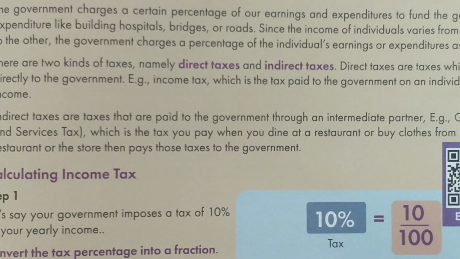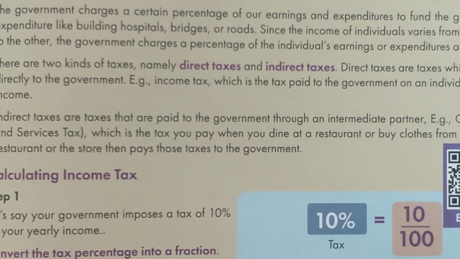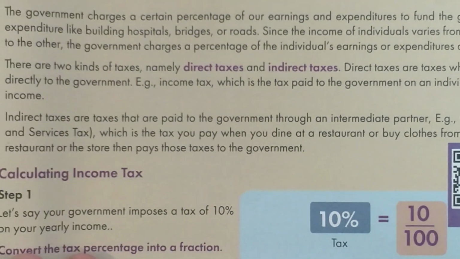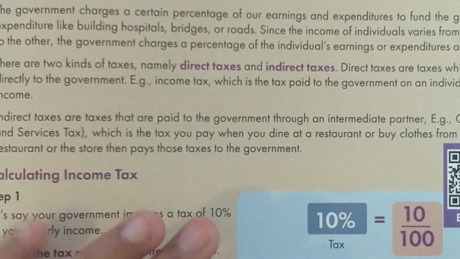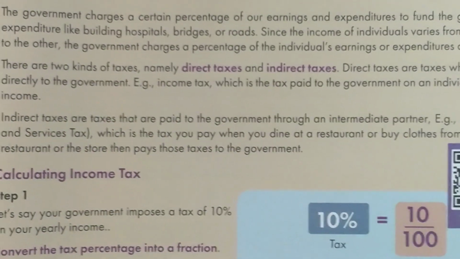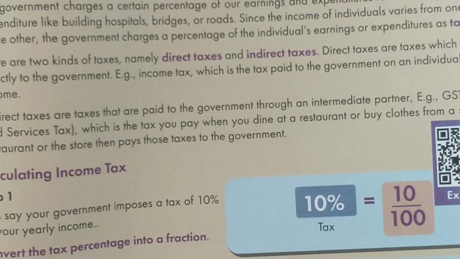And indirect taxes are things like GST and service taxes, which you pay when you go to restaurants or buy clothes from a store. They're the normal taxes that we all pay while getting food or in any supermarket, something like that. Now let's see how to calculate a tax.